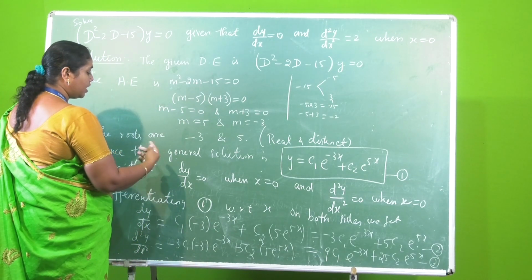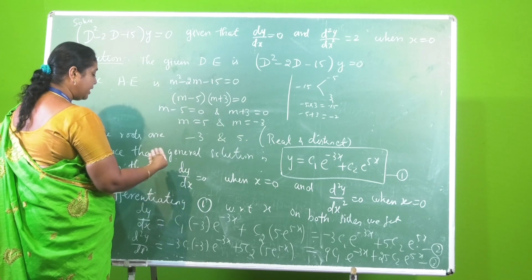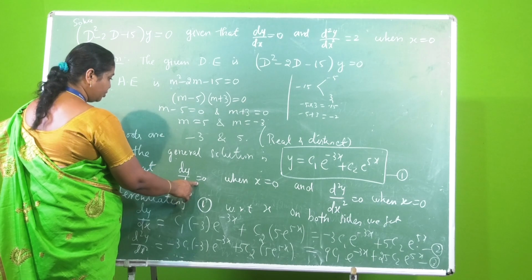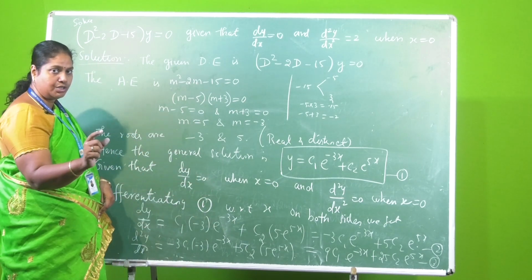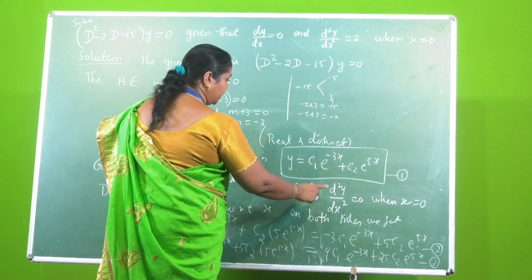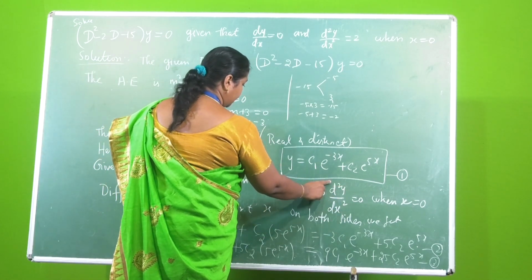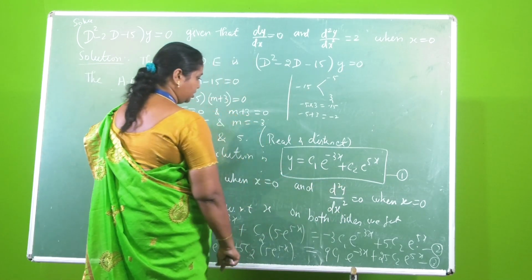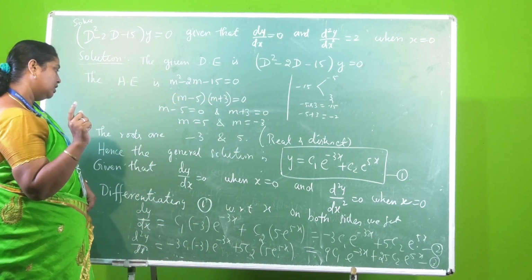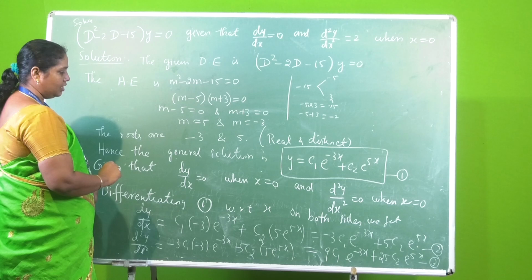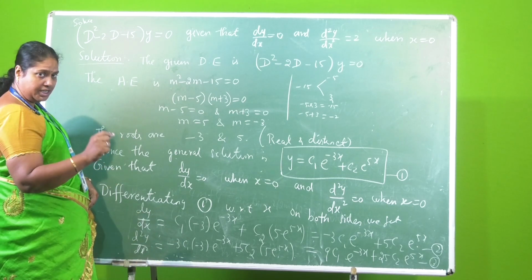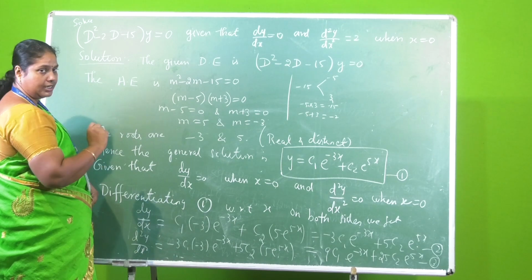So first, what are the conditions given? We have to be careful on that. Given that dy by dx equal to 0 when x equal to 0. Whenever x is 0, dy by dx is 0. And when x equal to 0, the second derivative d square y by dx square is also 0. You have to see those conditions separately. So from this y, you have to calculate dy by dx and d square y by dx square. Then we can substitute the conditions.